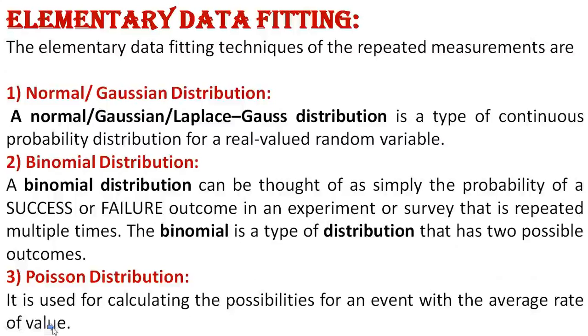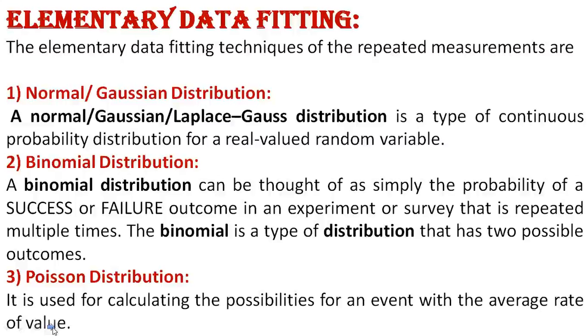Now let's see the various data fitting techniques for repeated measurements. First one is the normal or Gaussian distribution. A normal, Gaussian or Laplace distribution is a type of continuous probability distribution for real-valued random variables. So the normal or Gaussian distribution in data fitting is a continuous probability distribution for real random values.